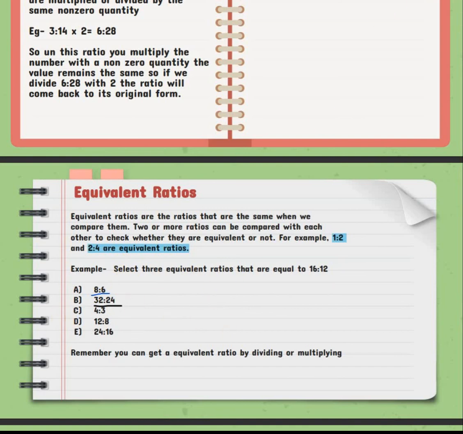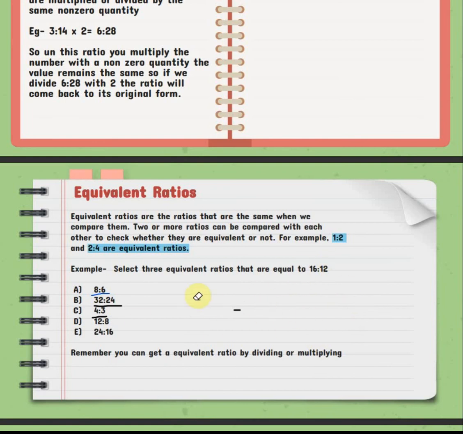Let's see the next one. 4:3. Now you may be wondering, how is this equivalent? 4:3, odd and even. Pretty easy. First time when I learned this topic, even I got confused. So let's see, 4:3. If we divide 16 by 4, we get 4, and if we divide 12 by 4, it will be 3. And if we multiply both of these by 4 again, we will come back to the original form. So these three are the ratios which are equivalent to 16:12.